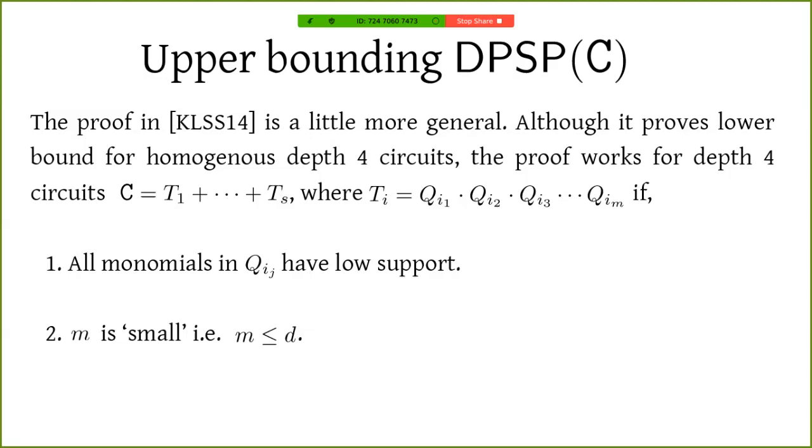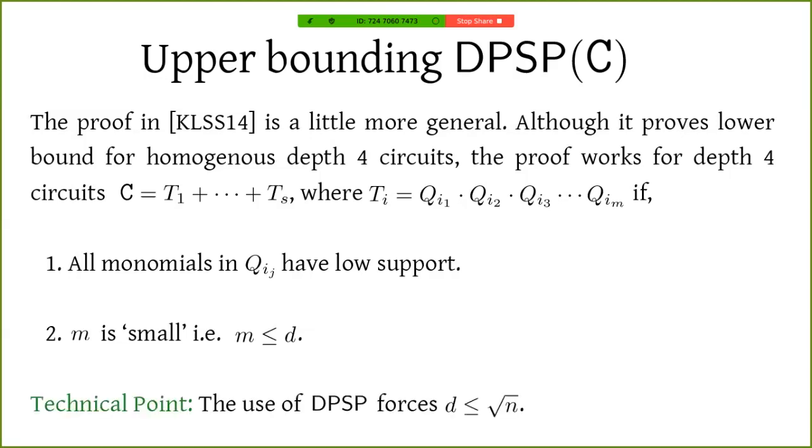Here I would like to remark that the use of the DPSP measure forces d to be less than or equal to square root n. This is a technical condition, and because of this, we can restate the second condition as m being less than or equal to square root n.